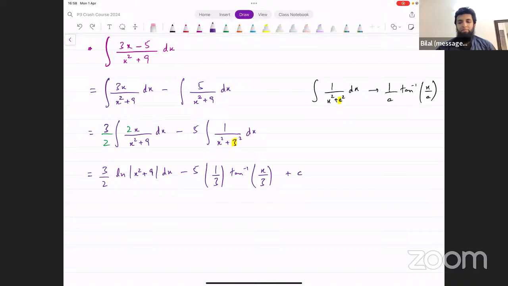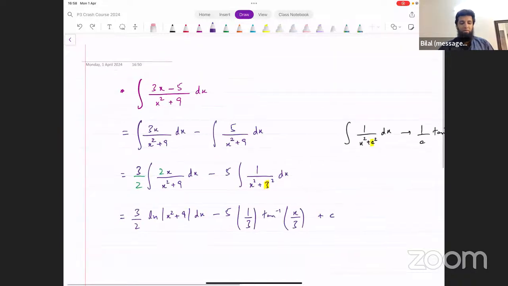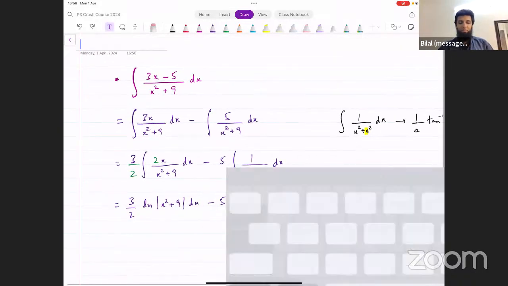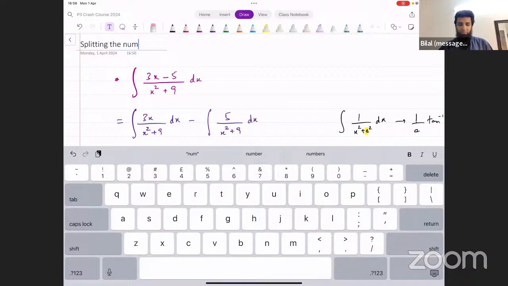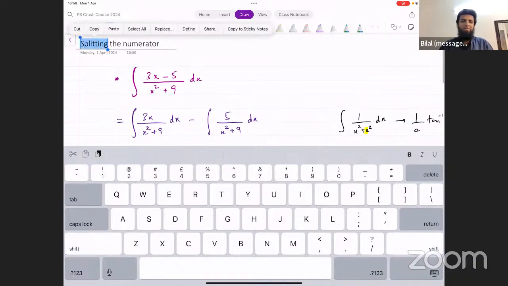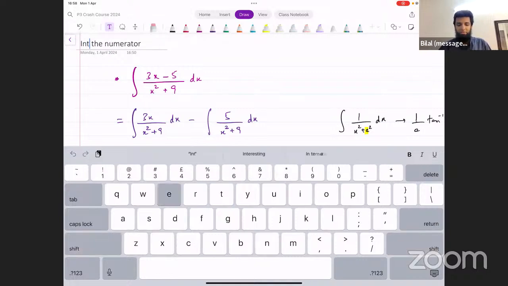Is that okay? Yes, sir. So this is another idea, another trick that you can use sometimes. You can split the numerator. Now, it's not a separate rule as such. It's just a trick that you use sometimes to break the numerator like this.